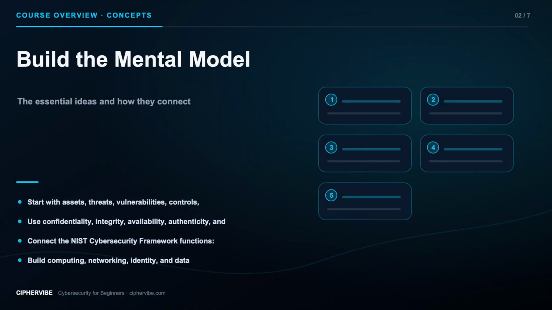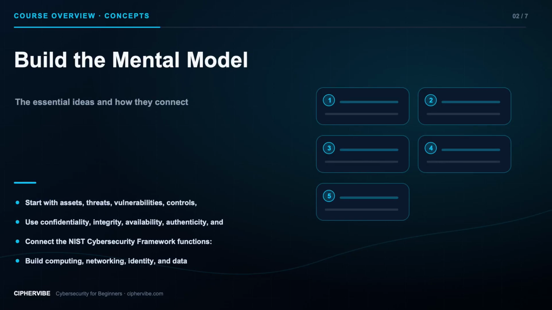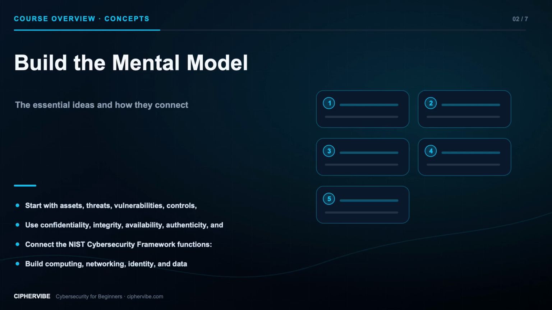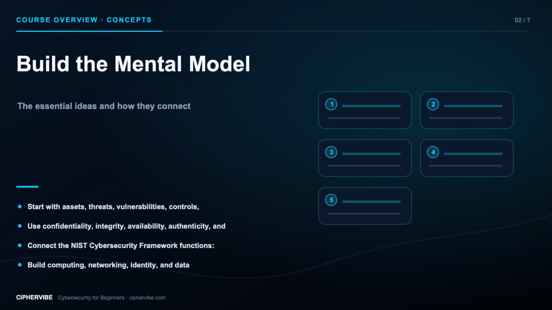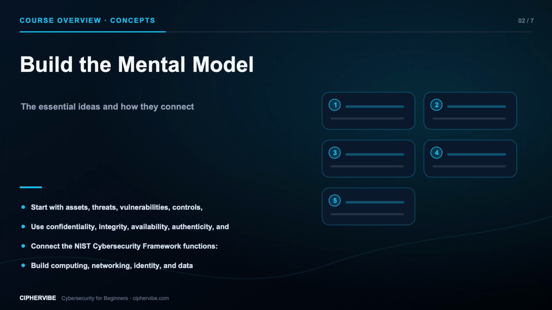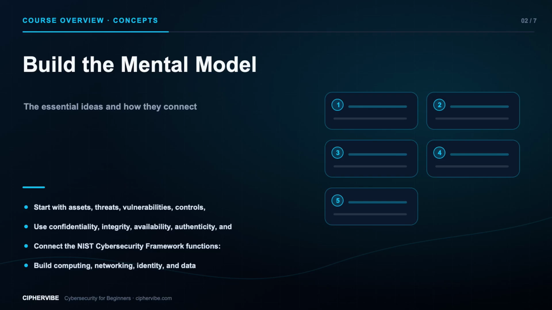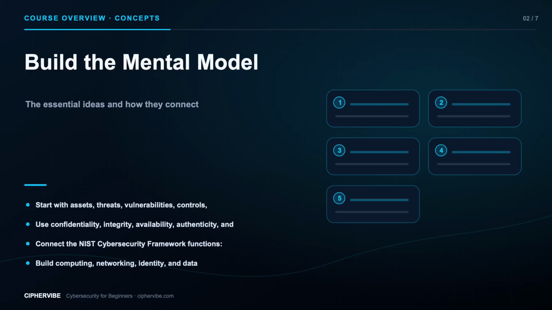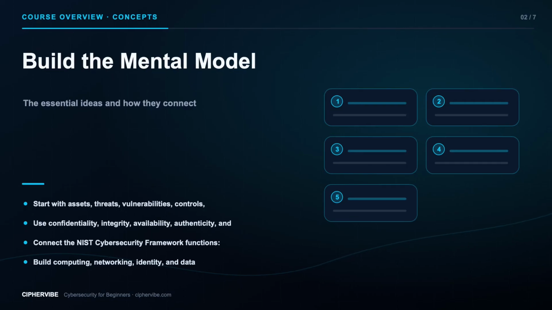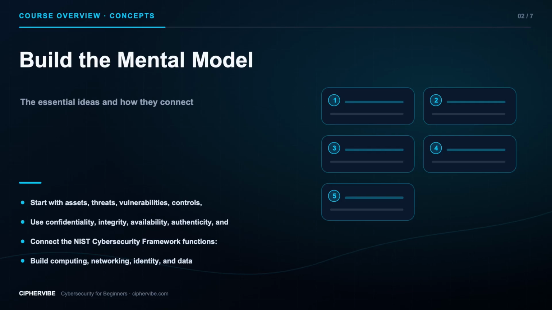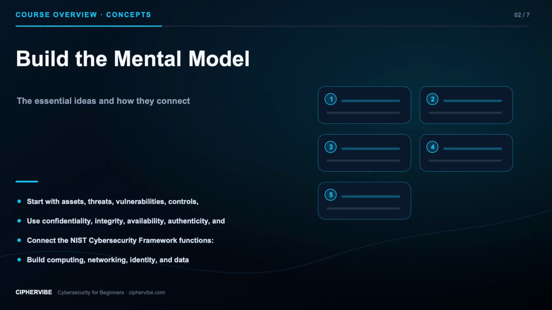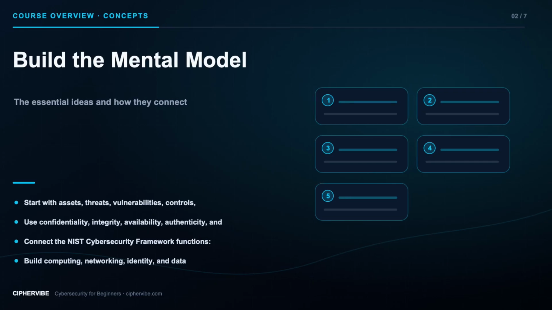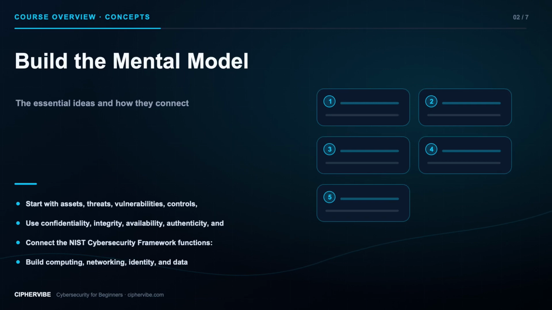Start with 4 concepts that provide the vocabulary for the Complete Cybersecurity Learning Roadmap. First, start with assets, threats, vulnerabilities, controls, trust boundaries, and the difference between a weakness and business risk. Second, use confidentiality, integrity, availability, authenticity, and accountability to describe what a security failure changes. Third, connect the NIST cybersecurity framework functions: govern, identify, protect, detect, respond, and recover. Fourth, build computing, networking, identity, and data foundations before specializing in offensive or defensive tools.